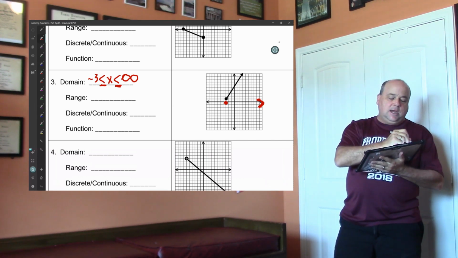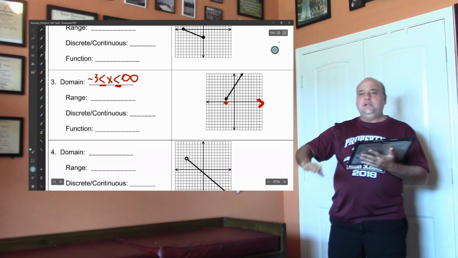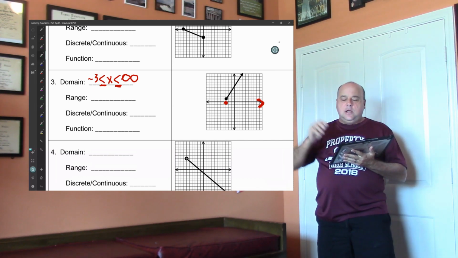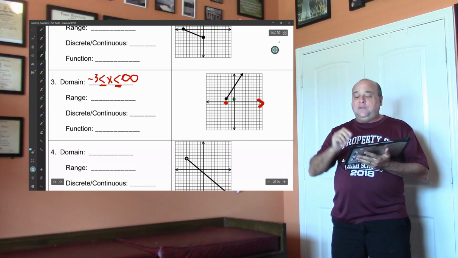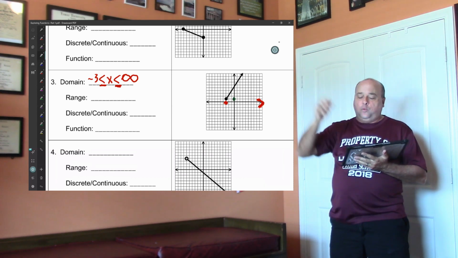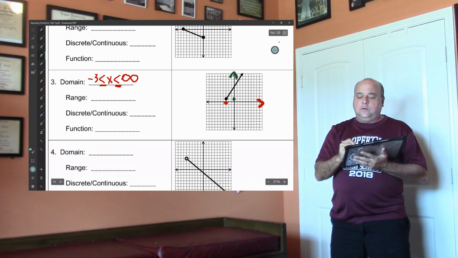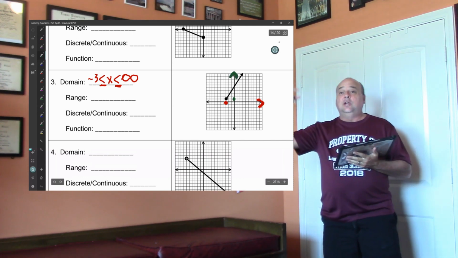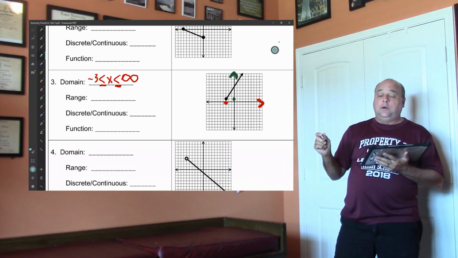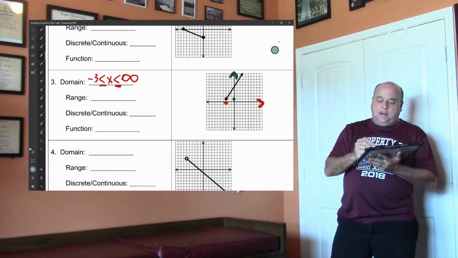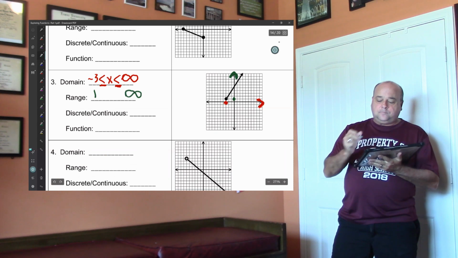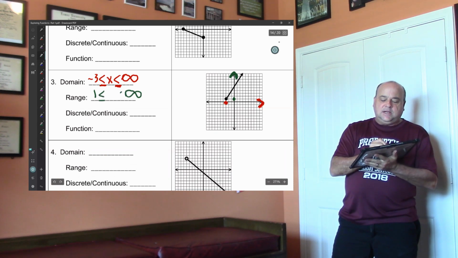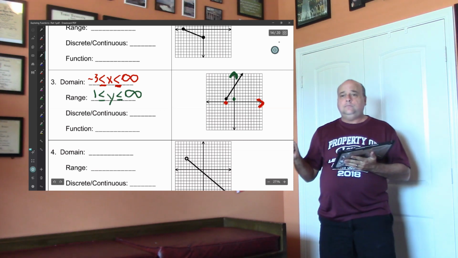Now let's do the range. The range goes from the bottom to the top. So the number on the bottom is going to be right here at the 1. And then this graph will never stop going up, will it? So we're going to use another arrow tip. Notice that the arrow tip will turn into an infinity symbol, won't it? So the bottom number is 1. The top number is infinity. They're both going to have less than or equal symbols. And the range will have y on it.